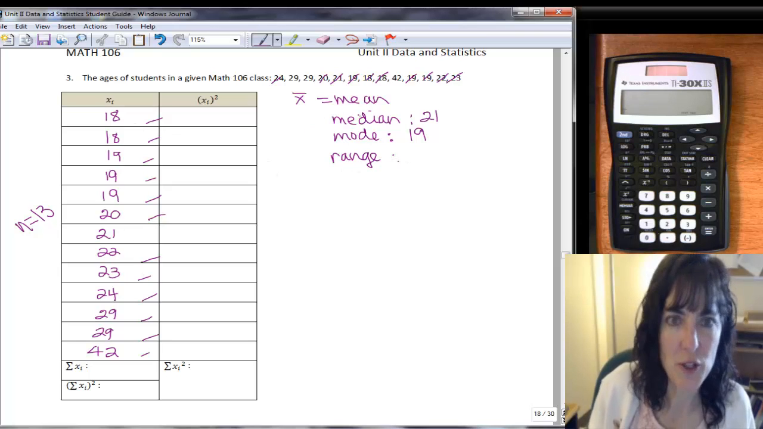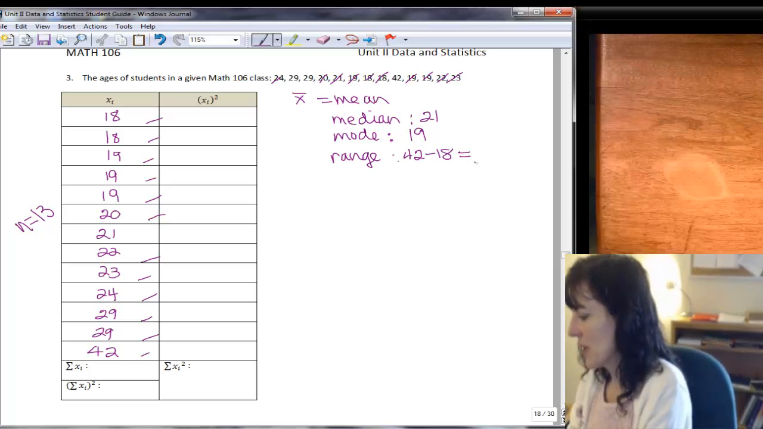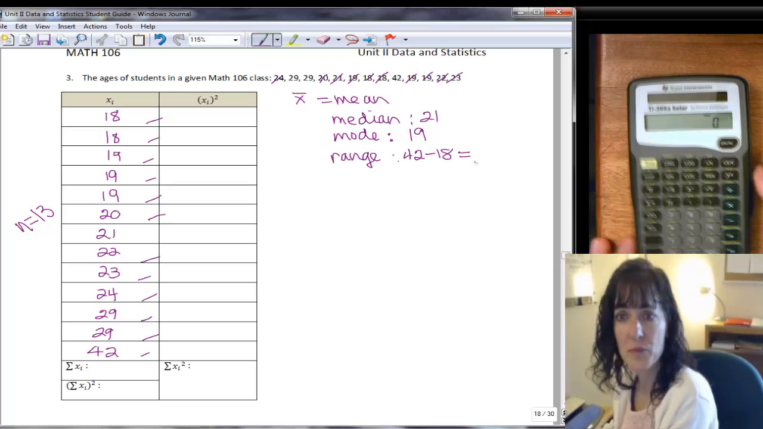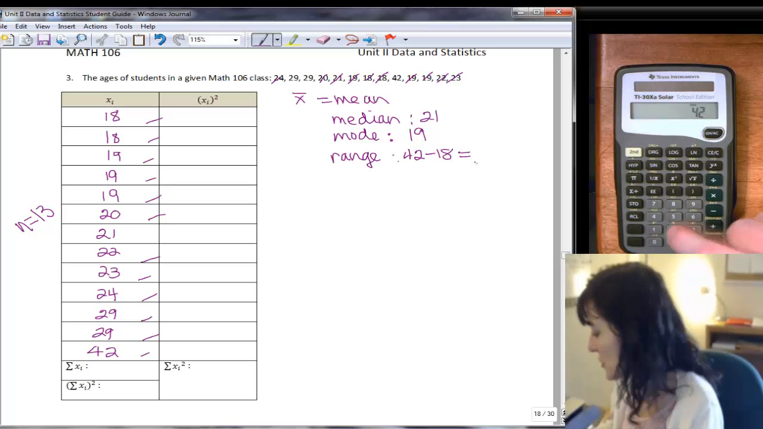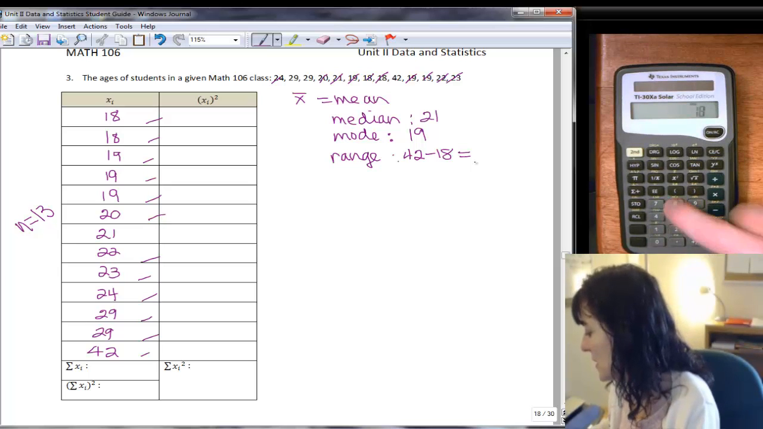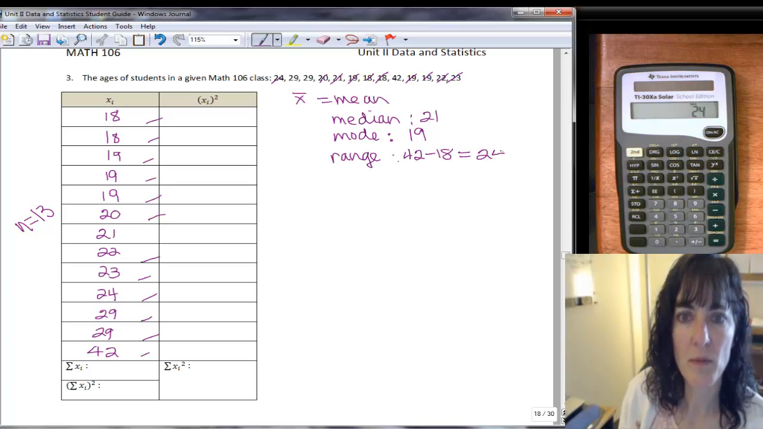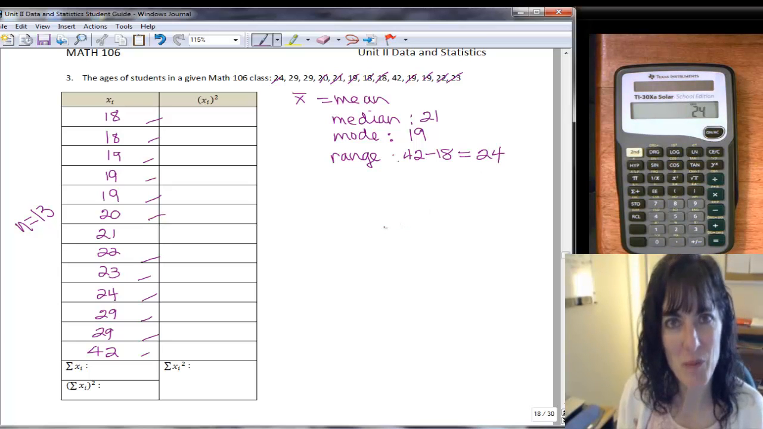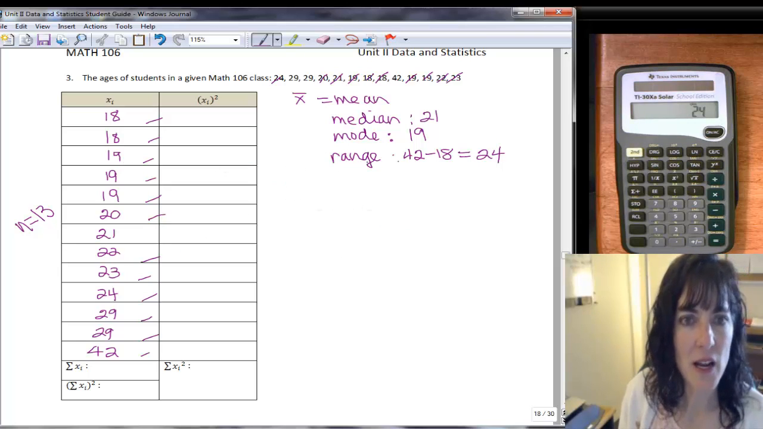I have 42 minus 18, and I'm going to show you a different calculator for this one. So I have 42 minus 18, 24. 24 years separate my oldest and youngest students in my class. And then I need to find the standard deviation and the mean. Actually, haven't done that yet.